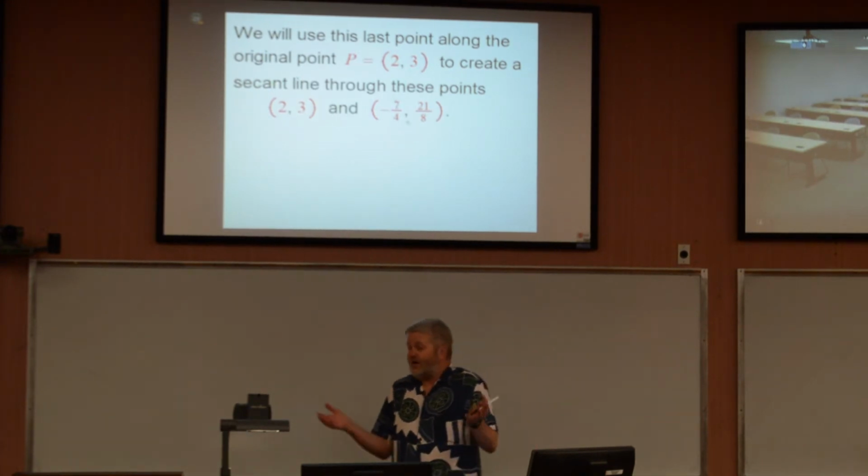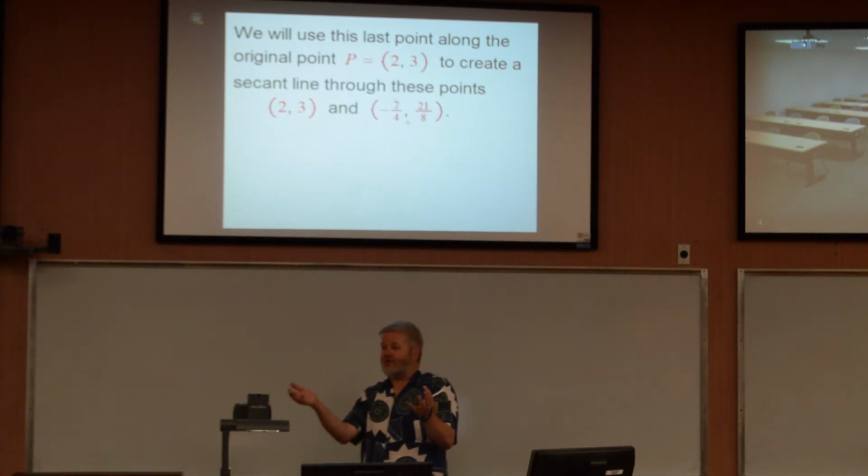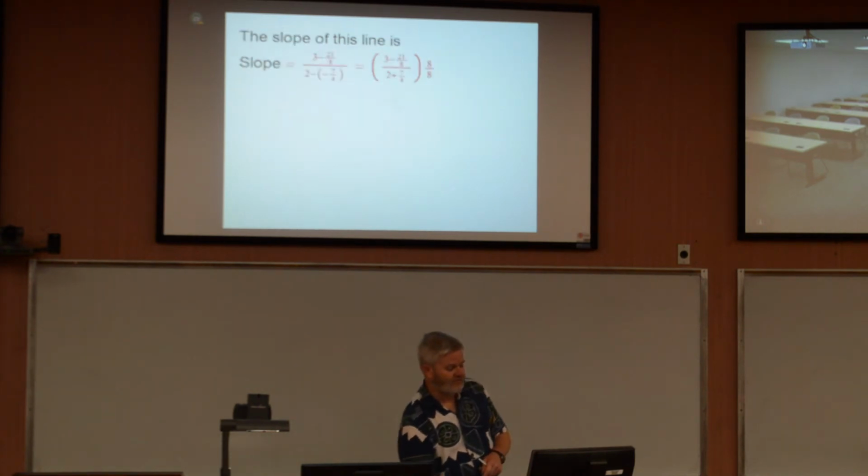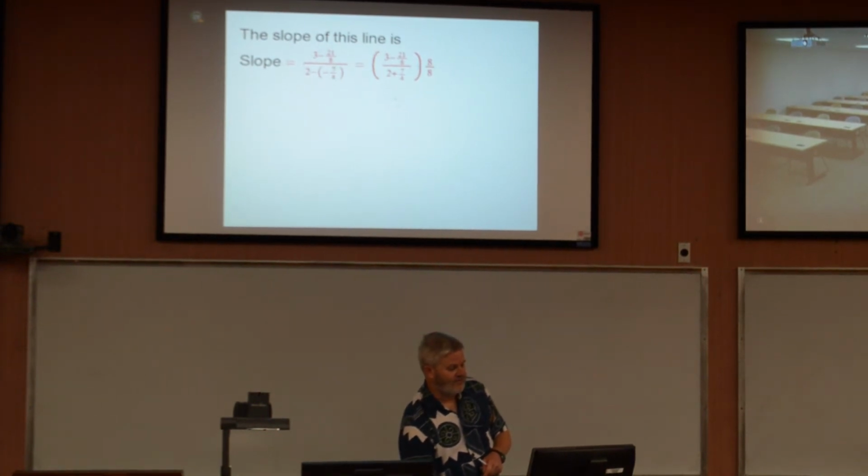And for this one, we don't need calculus, right? Like on your last test, I gave you 2 points. I said find the slope and find the equation of the line between them. So here's the slope. Here's (2, 3), and (minus 7 over 4, 21 over 8). If you work that out, I found it easier to multiply by 8 over 8. That clears out these little fractions inside the compound fraction, the big fraction.